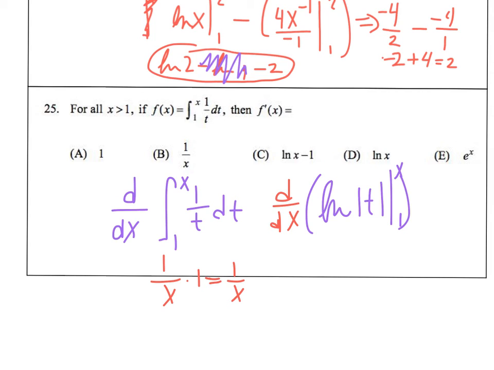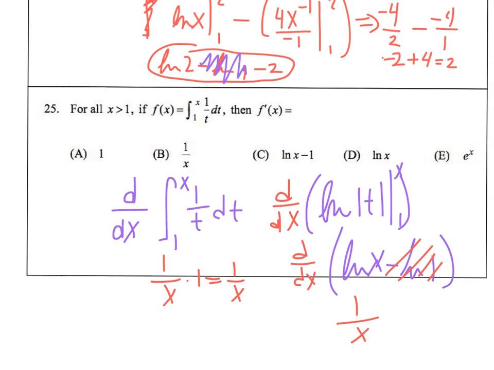So this is the derivative of ln of x minus ln of 1, which we talked about a minute ago is just equal to 0. And the derivative of ln of x is 1 over x. Either way is okay to complete this problem.